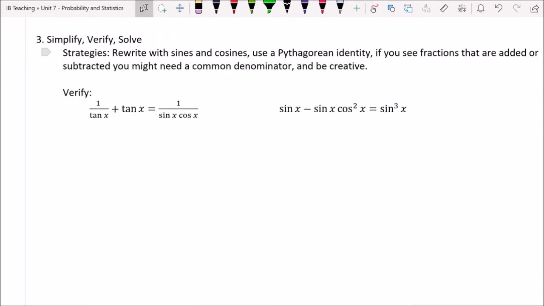All right, simplify, verify, solve. This is actually the reason why I'm making the video, because many of you told me this was your biggest concern, and so I want you to have a guide or a reference to go back to be reminded of how these work, because maybe we didn't have as much success previously with this as we wanted to.